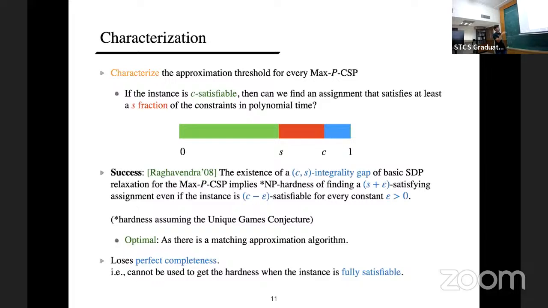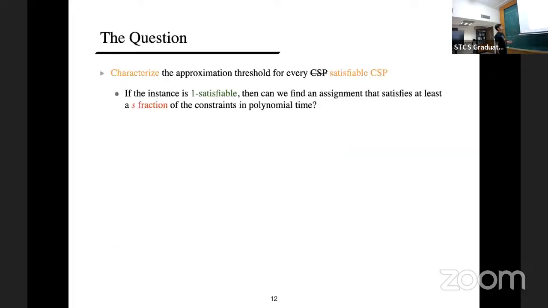And in this series of works, we are trying to find a characterization when the instance is completely satisfiable. Okay, so is the question clear? So the question is: characterize the approximation threshold for every satisfiable CSP.